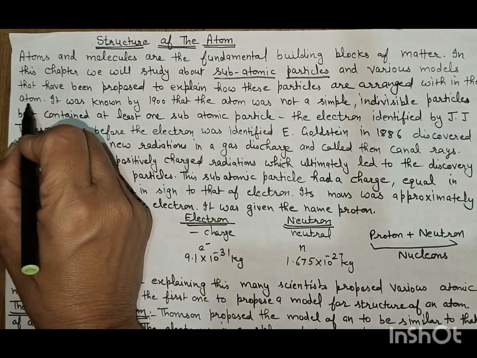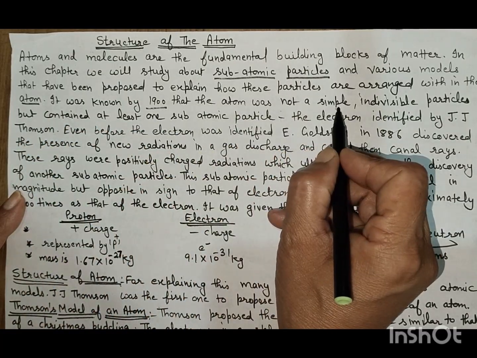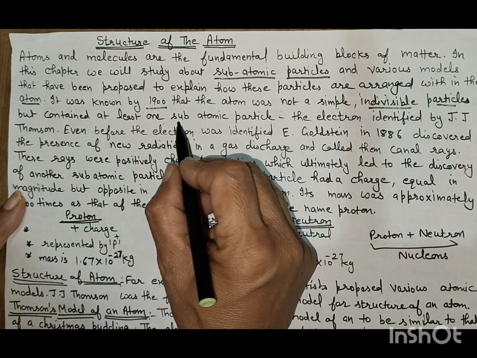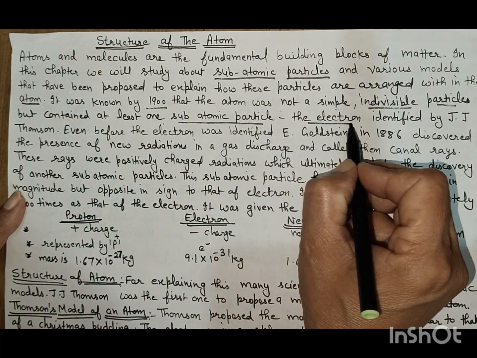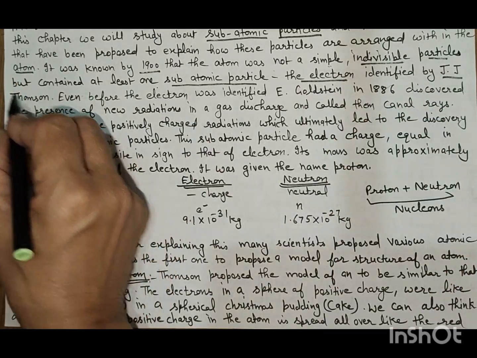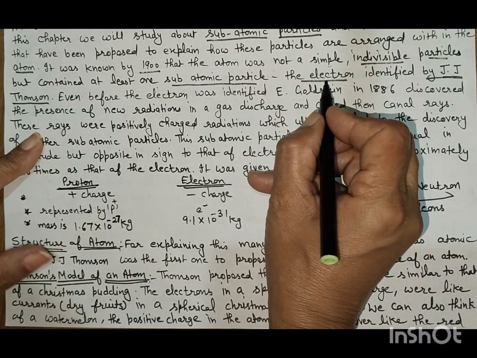arranged within the atom. It was known by 1900 that the atom was not a simple indivisible particle but contained at least one subatomic particle, the electron, which was identified by J.J. Thomson. J.J. Thomson discovered the subatomic particle electron.